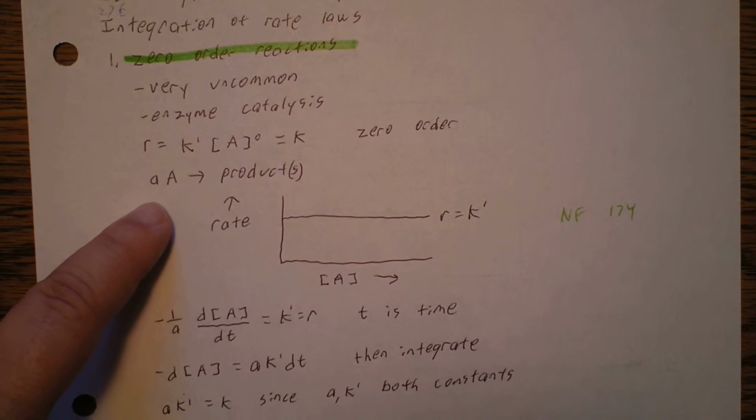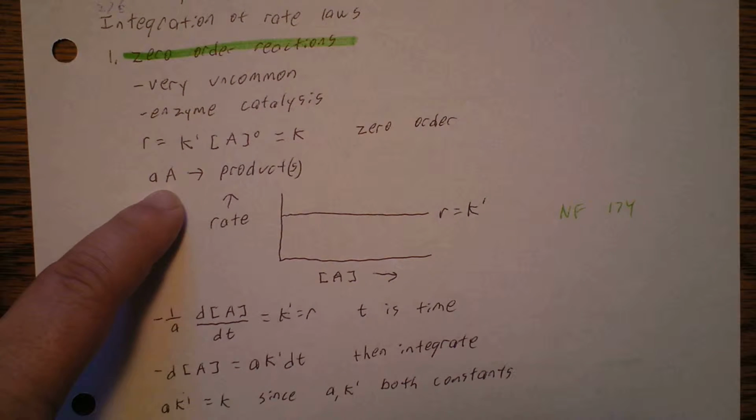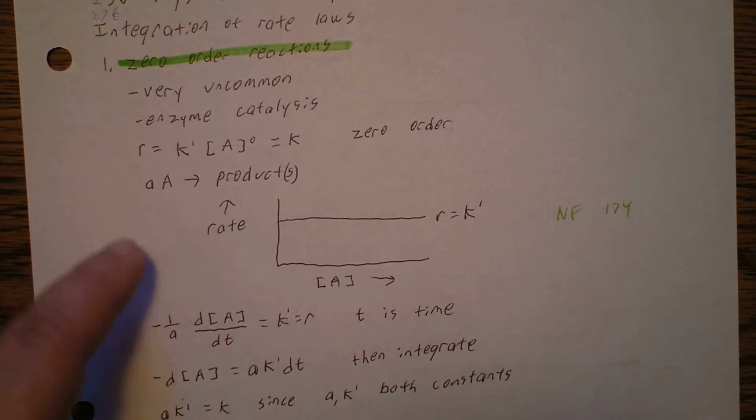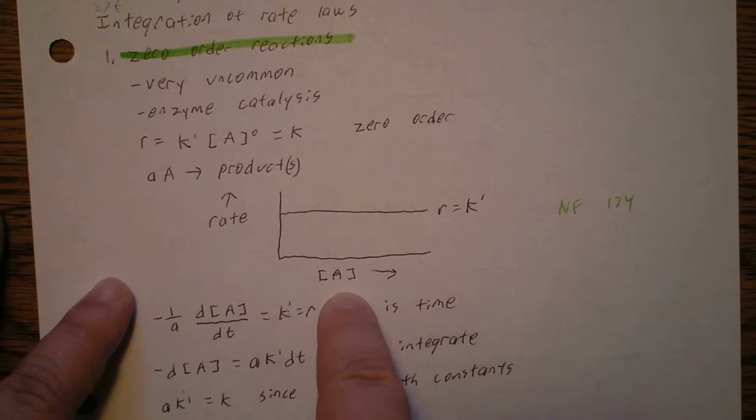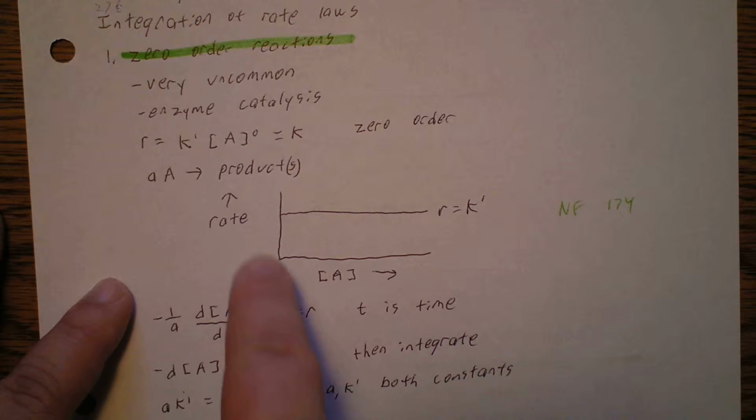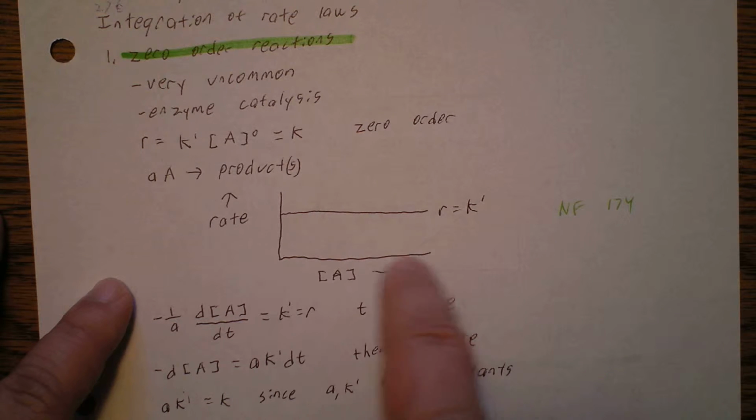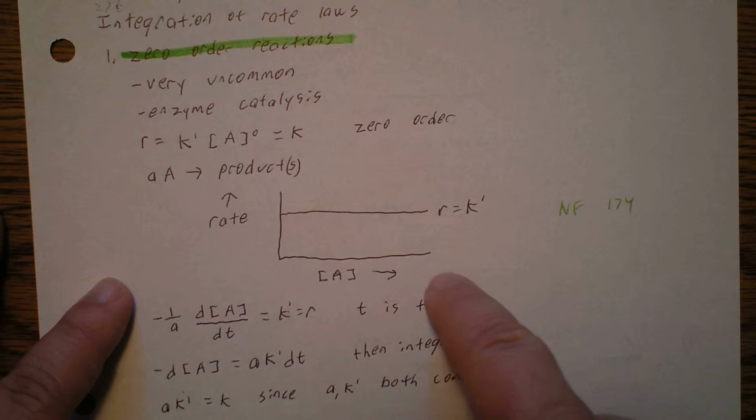So this is how a reaction might be. We have lowercase a amount of substance A going to one or more products. Here's a two-dimensional graph showing the rate of the reaction versus the concentration. You'll notice it's flat. No matter what the concentration of A is, the rate is constant. So in this case, we'll just say R is equal to K prime.